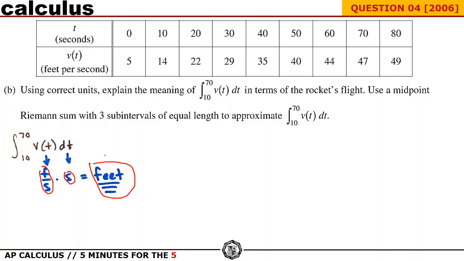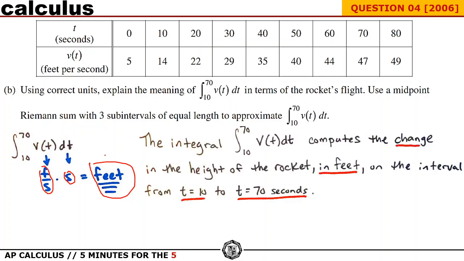And remember that all definite integrals compute a change. So we're going to be computing a change in feet, or in this case, the change in the height of the rocket from 10 to 70 seconds. So it would be written as this. The integral computes the change in the height of the rocket in feet on the interval from t equals 10 to t equals 70 seconds. You got to make sure you include the limits of integration, and you got to make sure you include the fact that it's measured in feet.